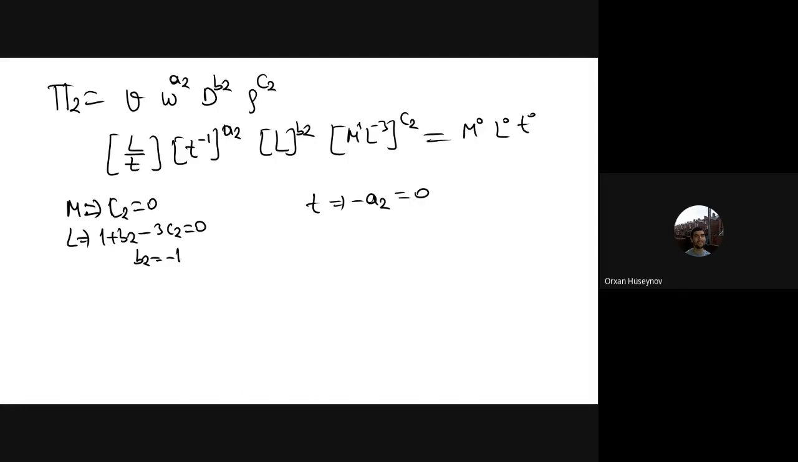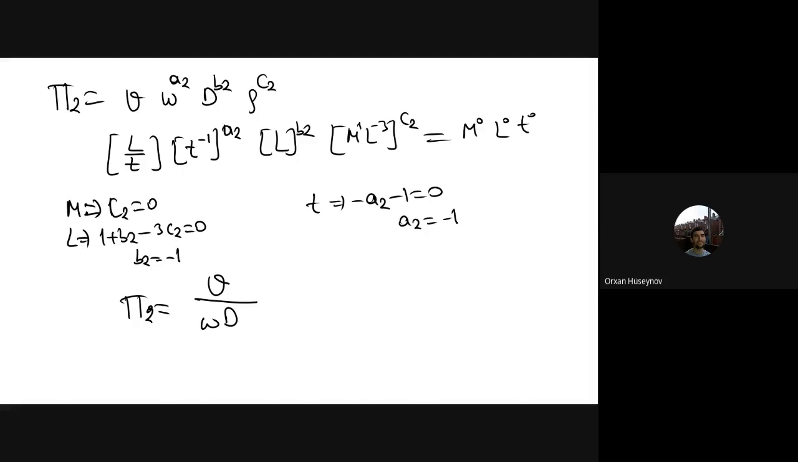There is time variable here with negative 1. So you have the negative 1 here and negative a2 here, equal to 0. And from here, it follows that a2 is negative 1. And then if you write the pi 2, it will be velocity divided by omega, a2 is negative 1, b2 is negative 1, therefore d, and rho with c2, which is 0. So pi 2 is v by omega d. Okay.